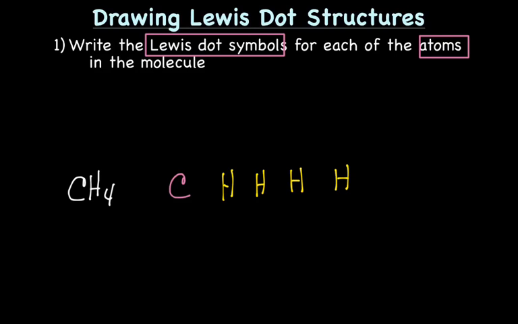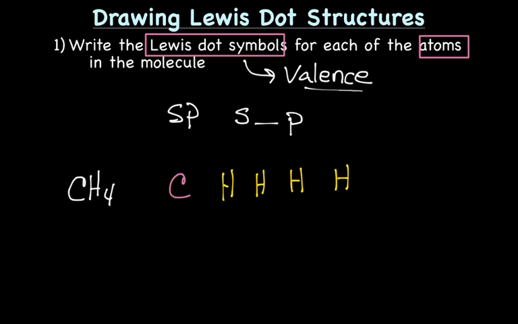Now, what do I mean by the Lewis dot symbols? The Lewis dot symbols show the valence electrons for each of the atoms. And if you remember, valence electrons are the electrons in the outermost energy level. The only sublevels that can end up with valence electrons are the s's and the p's. So we can have s, which has 1 orbital, and p, which has 3 orbitals. Together we have a potential of 4 orbitals that can have valence electrons.